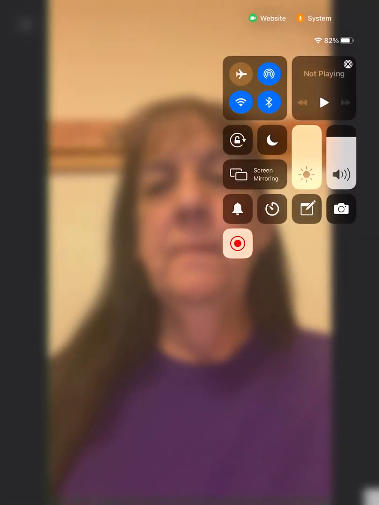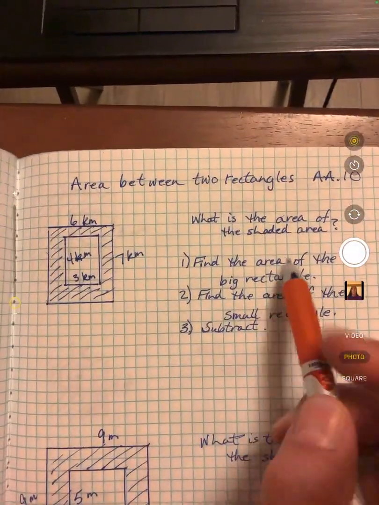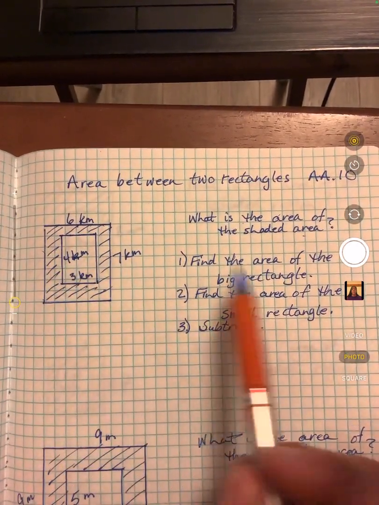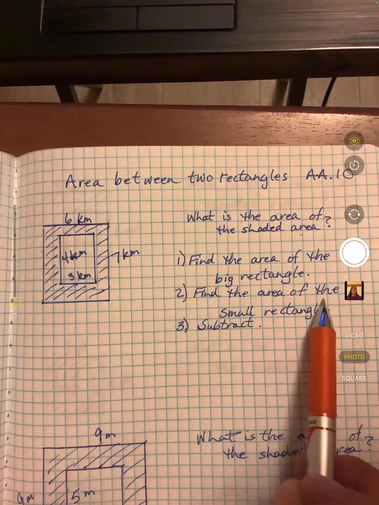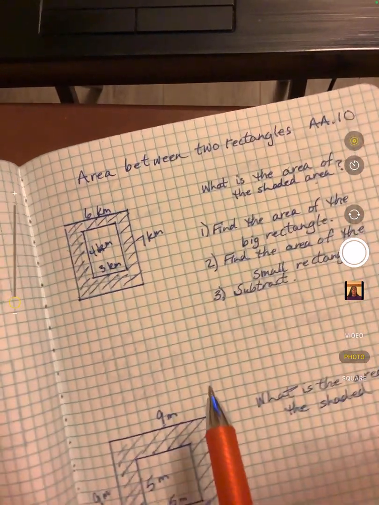You have to figure out two areas for each problem and do some subtracting because they're taking some space away from it, okay? So let's look at my paper. Okay, so what is the area of the shaded, the outside part there? So first we find the area of the big rectangle, then we find the area of the small rectangle, and then we subtract the small one from the big one.